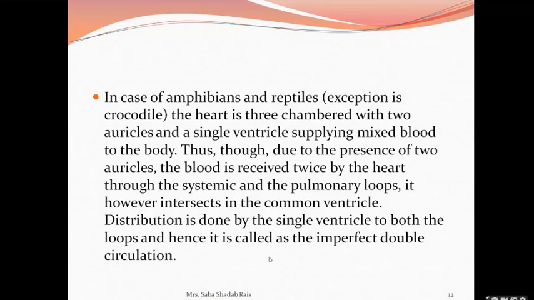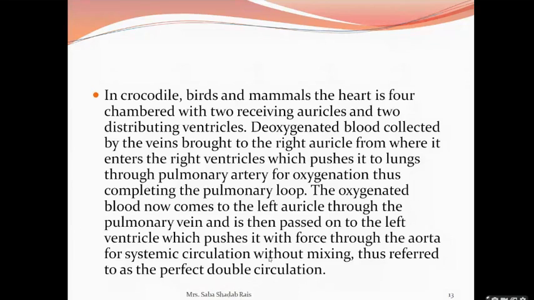In the case of amphibians and reptiles, distribution is done by the single ventricle to both loops. Hence, it is called imperfect double circulation. Understood why imperfect double circulation? Because the same ventricle is pushing the deoxygenated blood to the lungs, and the same ventricle is pushing the oxygenated blood to the body. So what is happening, a little bit of mixing is occurring. For that particular reason, it is called imperfect double circulation.